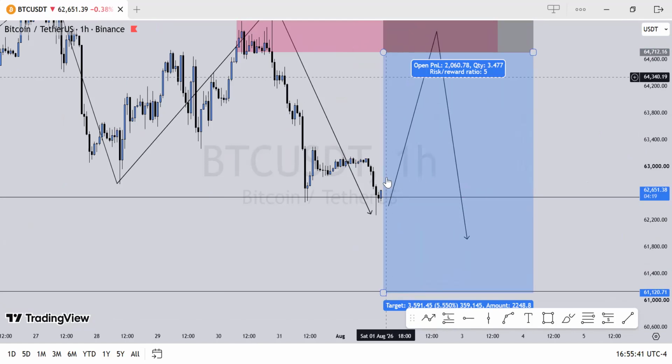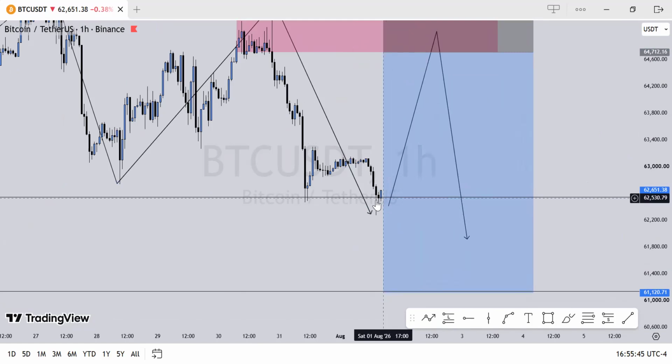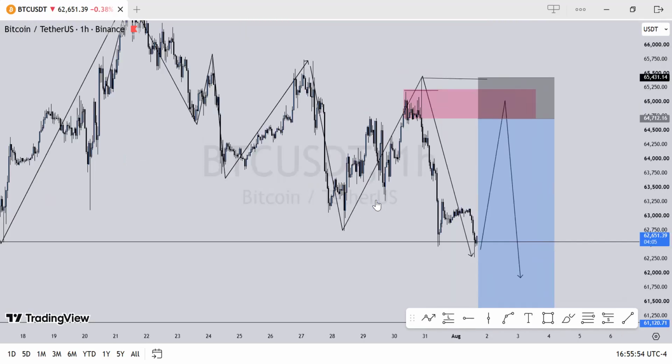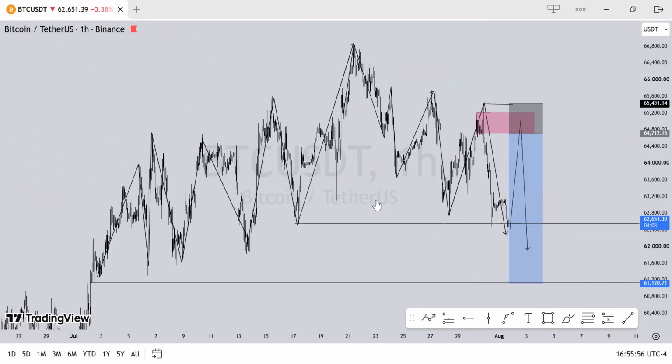Okay, if it doesn't drop further, this might signal some sort of liquidity grab. Like, who cares? What matters is we're going to take our risk, and if it pans out well, glory be to God. If it doesn't, on to the next. So this is what I want to show you.